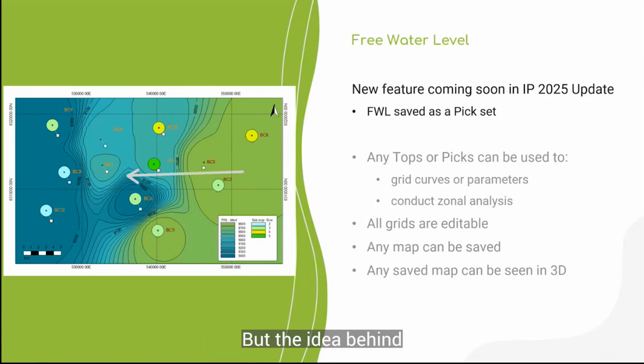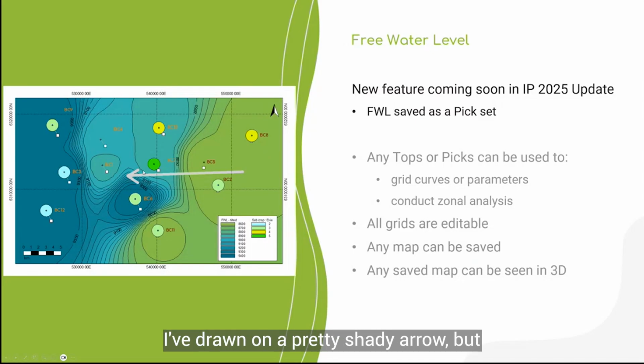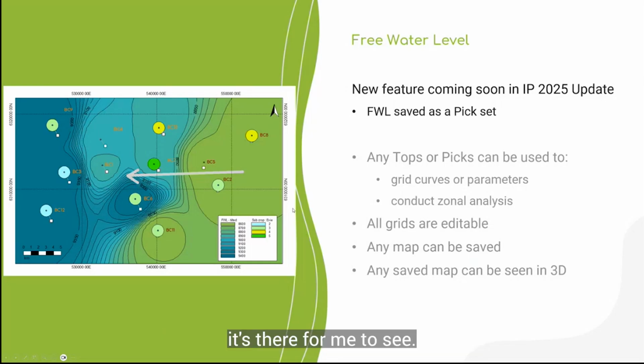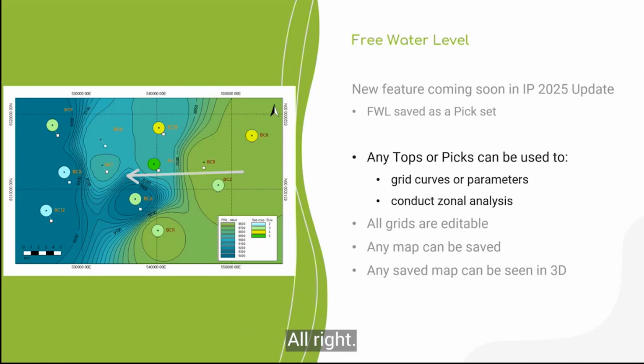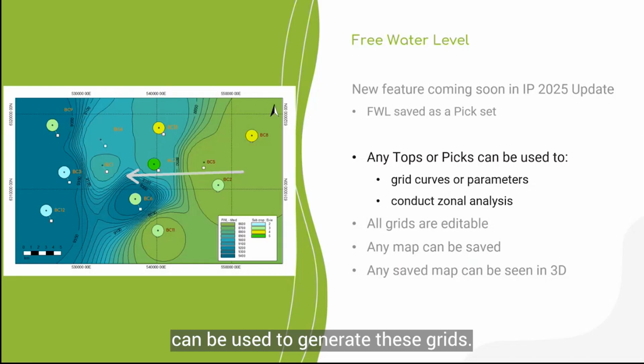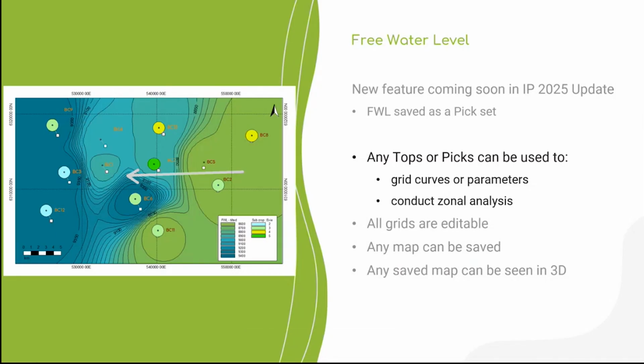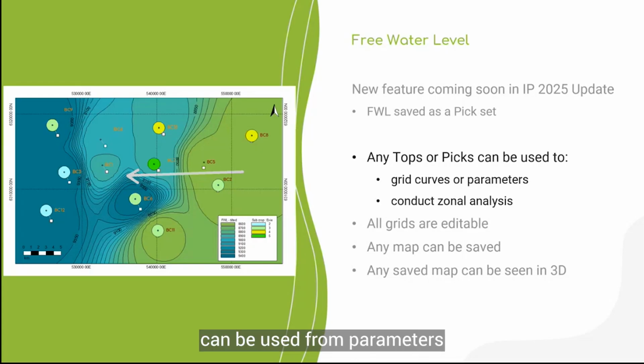But the idea behind being able to generate just a structural surface from a pick is to highlight whether it's a tilted free water level or any kind of top, a top Viking or top Permian or anything like that. You're able to do that. And you can see I have drawn with lines here, I've drawn on a pretty shady arrow, but it's there for me to see I have a trend here. All right, so again, any kind of pick or top can be used to generate these grids. The grids themselves can be made from parameters or curves or just tops, depending on the kind of grid you want to generate.